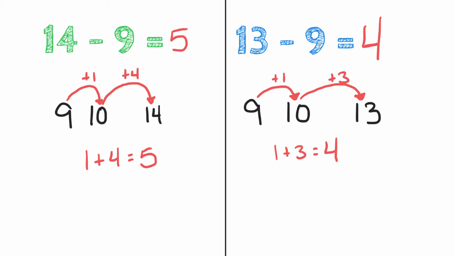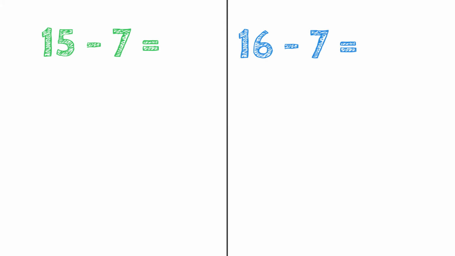All right, let's take a look at another example. I'm going to be doing the one in the green on the left. You'll be doing the one in blue on the right. Okay, I'm looking right now and I see I have a total of 15. So that's my final destination. And I need to know what the difference is between 7 and 15. So how many is it from 7 to 15? I'm going to start out by writing down 7.